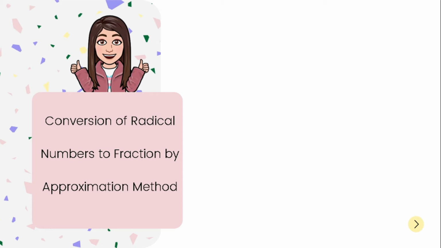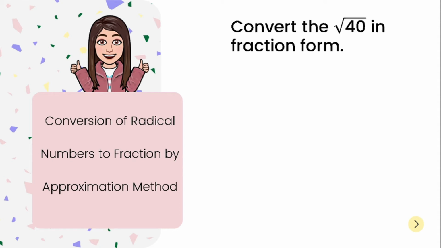However, to make this estimation an easier task, we may use the conversion of radical numbers to fraction by approximation method. For example, convert the square root of 40 in fraction form. Step number 1. Find the two consecutive perfect square integers between which the given number lies. 40 lies between the two perfect squares 36 and 49.